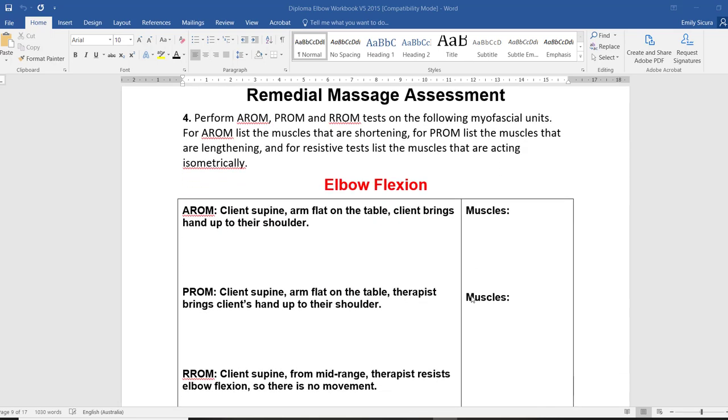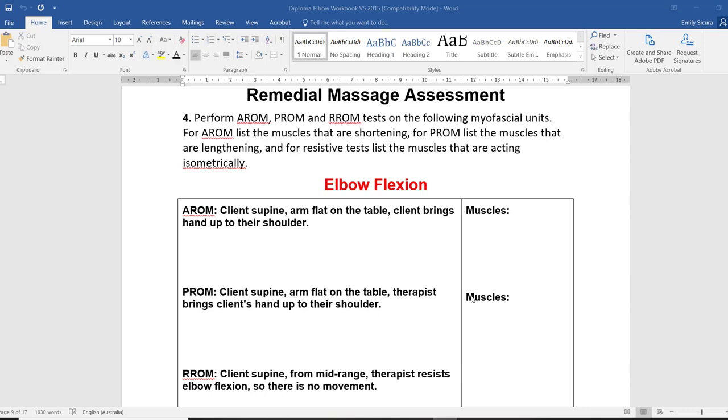For part 4, you need to identify the muscles that are used during the following movements: during active range of movement, passive range of movement, and resistive range of movement. So for elbow flexion, active range of movement, the client is supine with the arm flat on the table and the client brings their hand up to their shoulder.